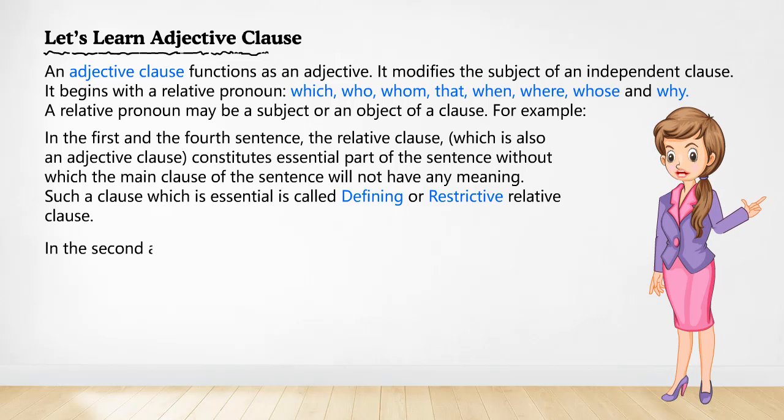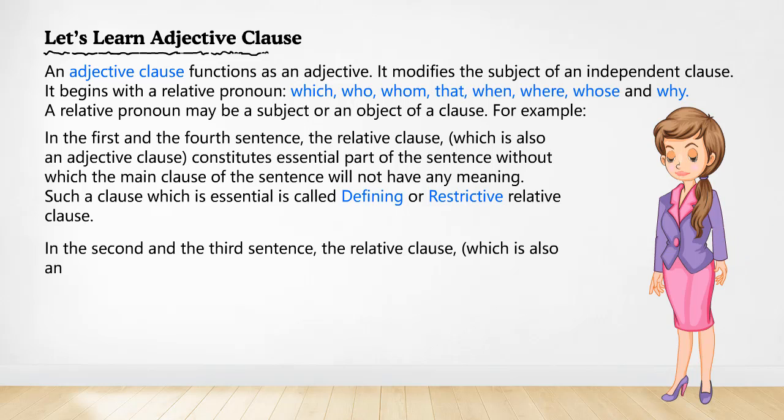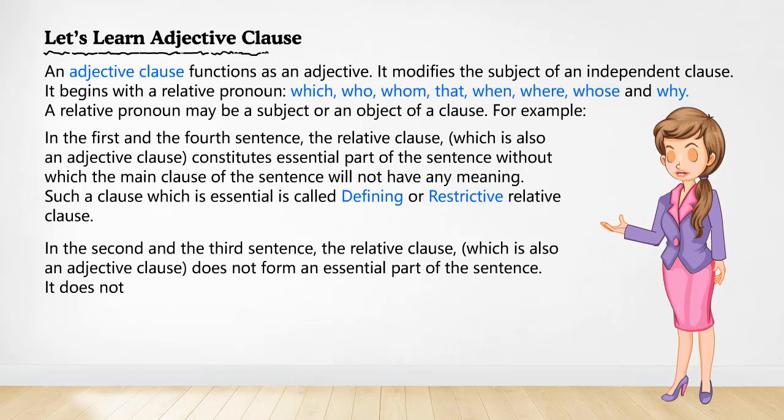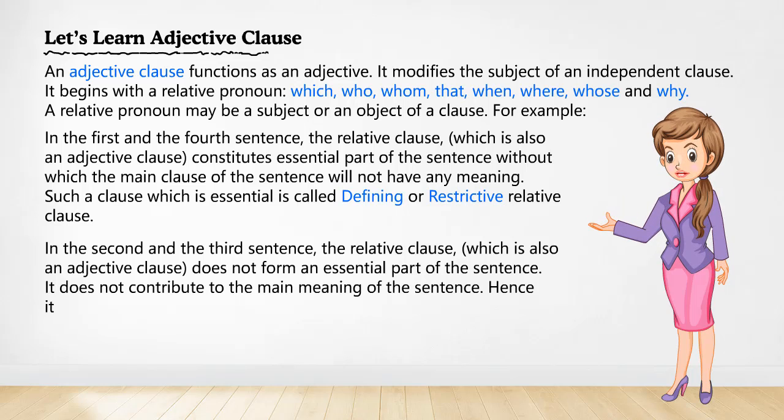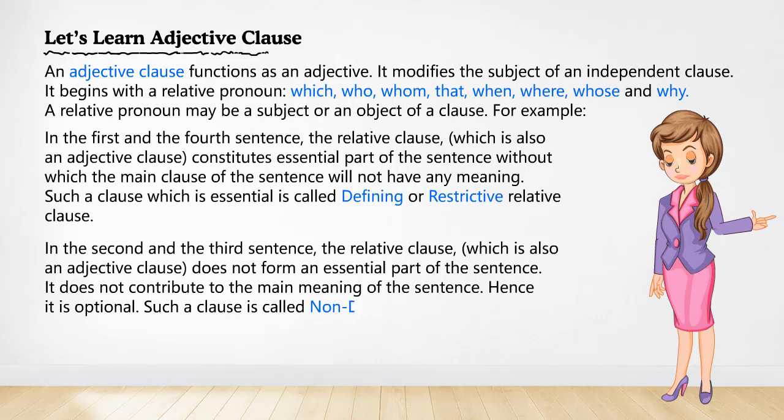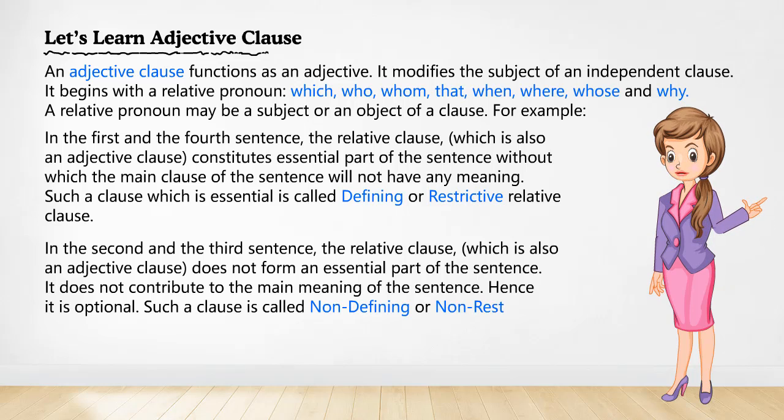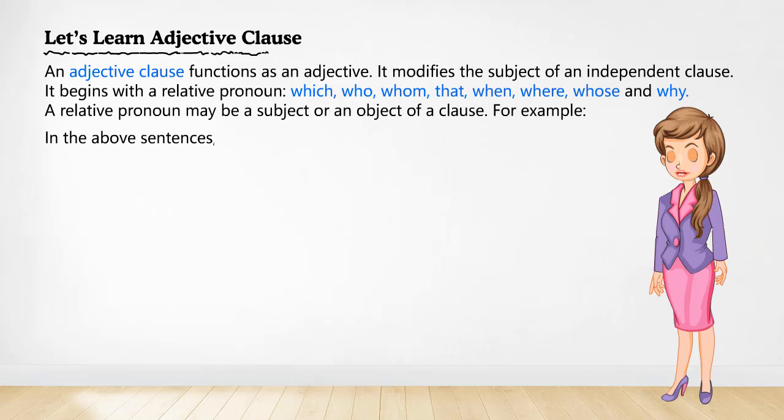In the second and the third sentence, the relative clause, which is also an adjective clause, does not form an essential part of the sentence. It does not contribute to the main meaning of the sentence, hence it is optional. Such a clause is called a non-defining or non-restrictive relative clause. In the above sentences, all the highlighted groups of words are adjective clauses.